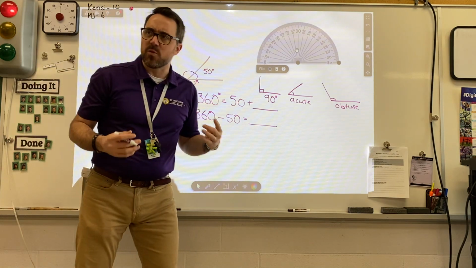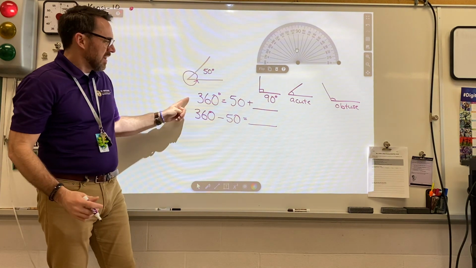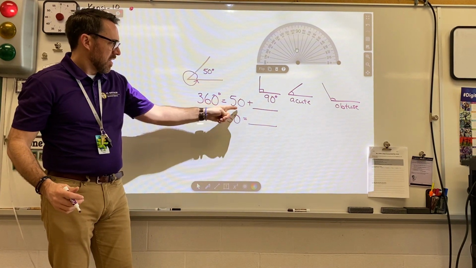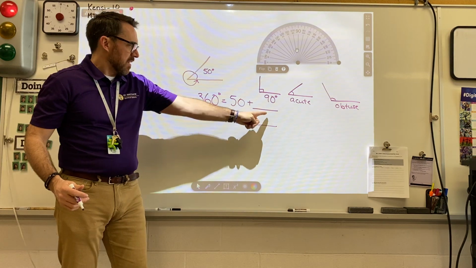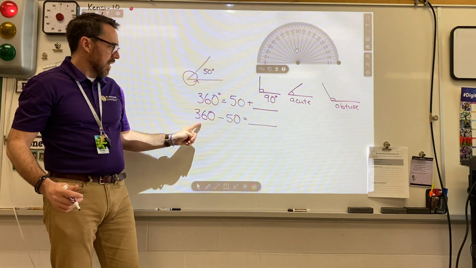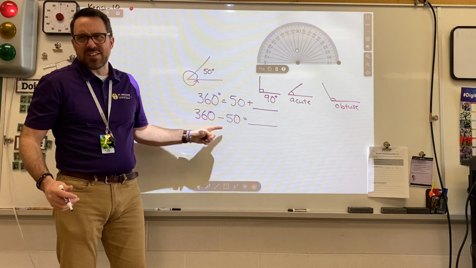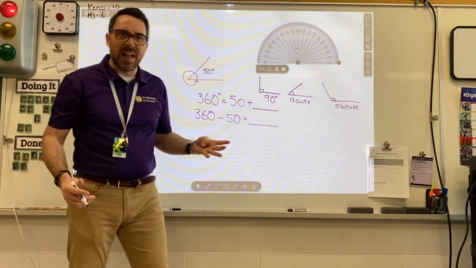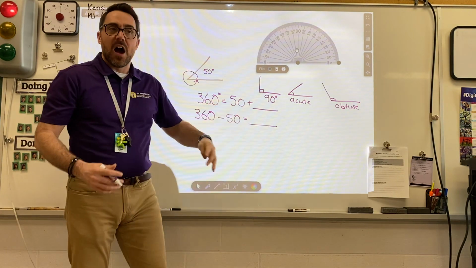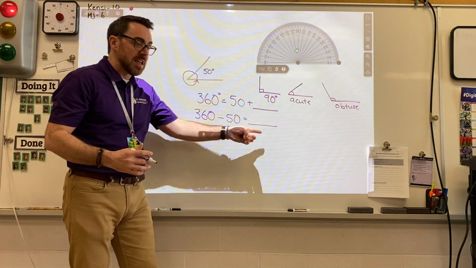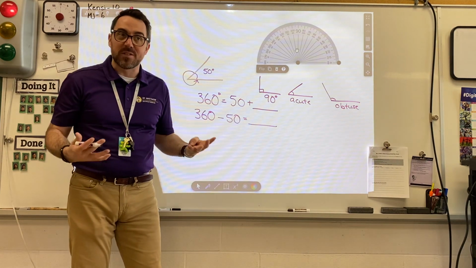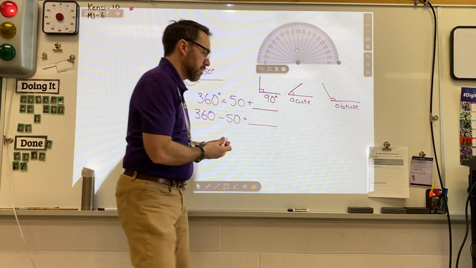In some cases, one way is easier than the other. Like I know right here that that's going to be 310 to get to 360. Might be easier, it's not, in this case, both are pretty easy. But in some cases, it might be easier to add them up. Other cases, it might be easier to subtract them. But either way, that's how I find the outside angle.